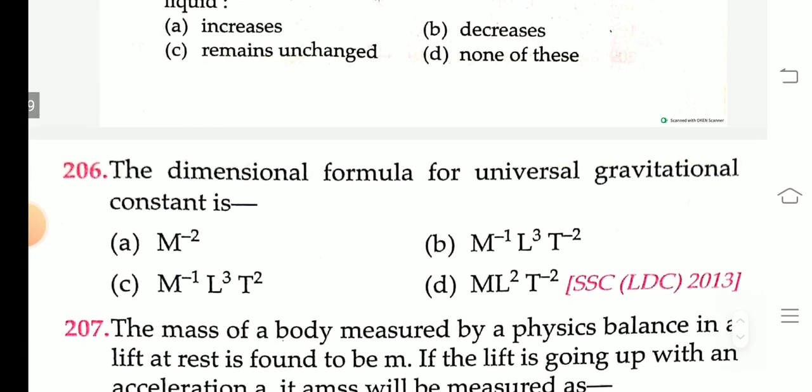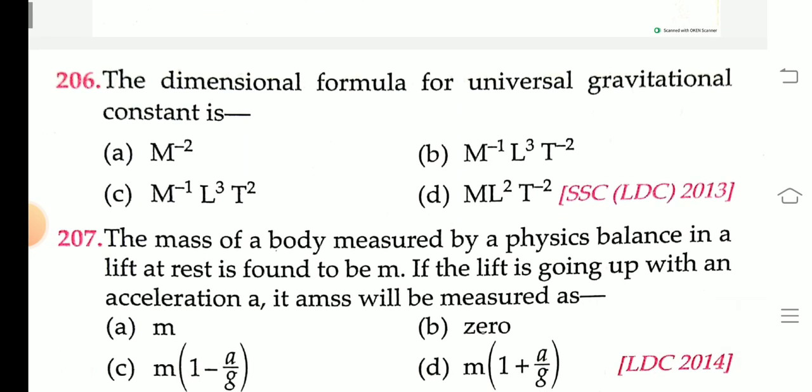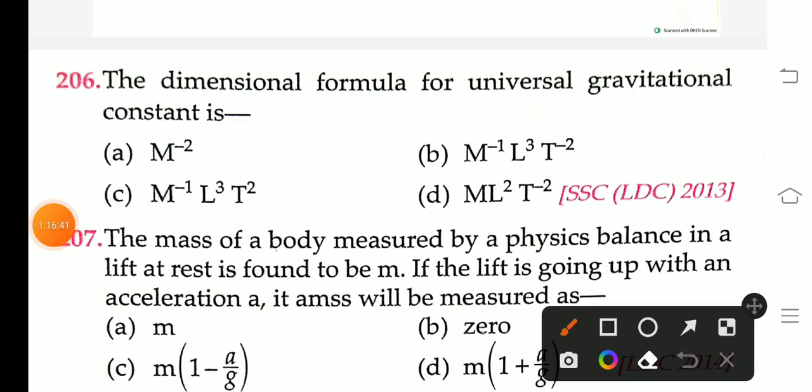Next question. The dimensional formula for universal gravitational constant is M inverse L cube T inverse square. Right answer will be option C.